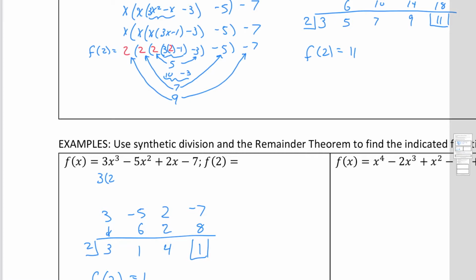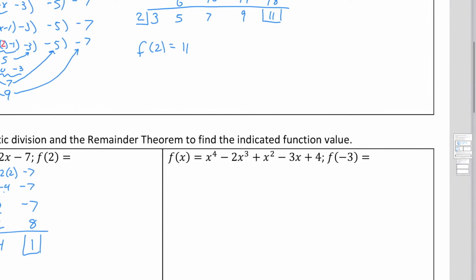3 times 2 to the third power minus 5 times 2 to the second power plus 2 times 2 minus 7. Let's see. 2 to the third power is 8. 8 times 3 is 24. 2 squared is 4. 4 times 5 is 20. 2 times 2 is 4. And then take away a 7. 24 take away 20. That's 4. 4 plus 4 is 8. 8 minus 7 is 1. Yeah, either way I'm going to get a 1. So synthetic division is the same thing as evaluating your function.